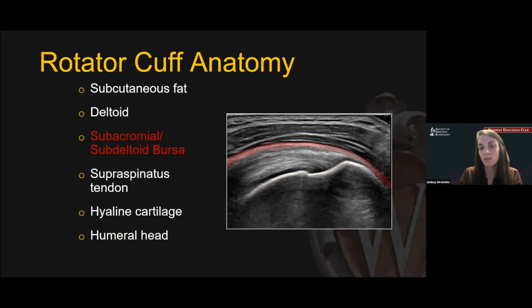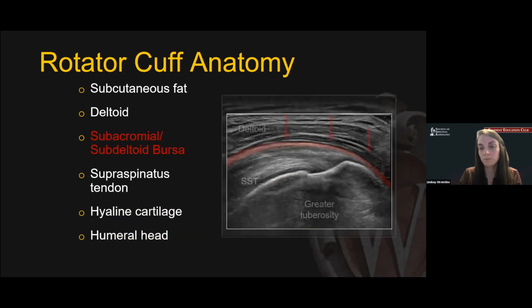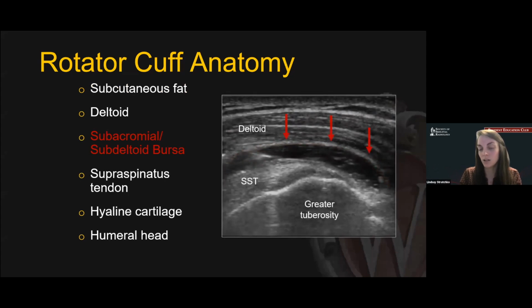So now focusing more on that subacromial subdeltoid bursa, when there are abnormalities associated with the bursa, you can have thickening and fluid distension of that bursa, which is outlined in red here. And you can again see that it's superficial to that supraspinatus tendon, but deep to the deltoid.